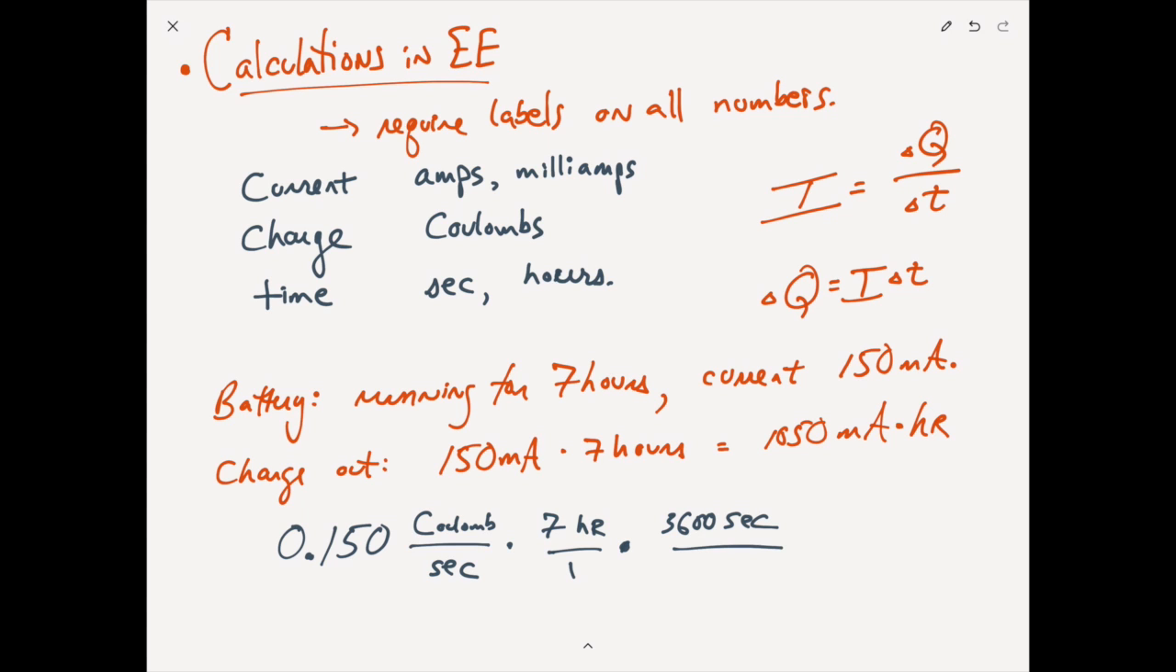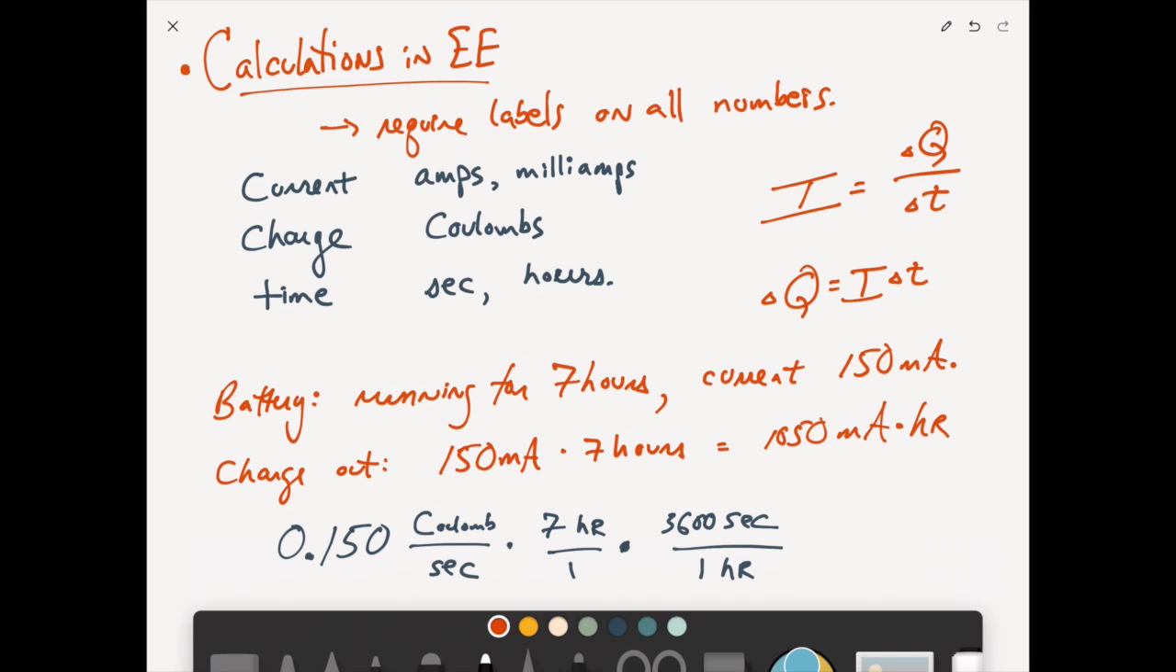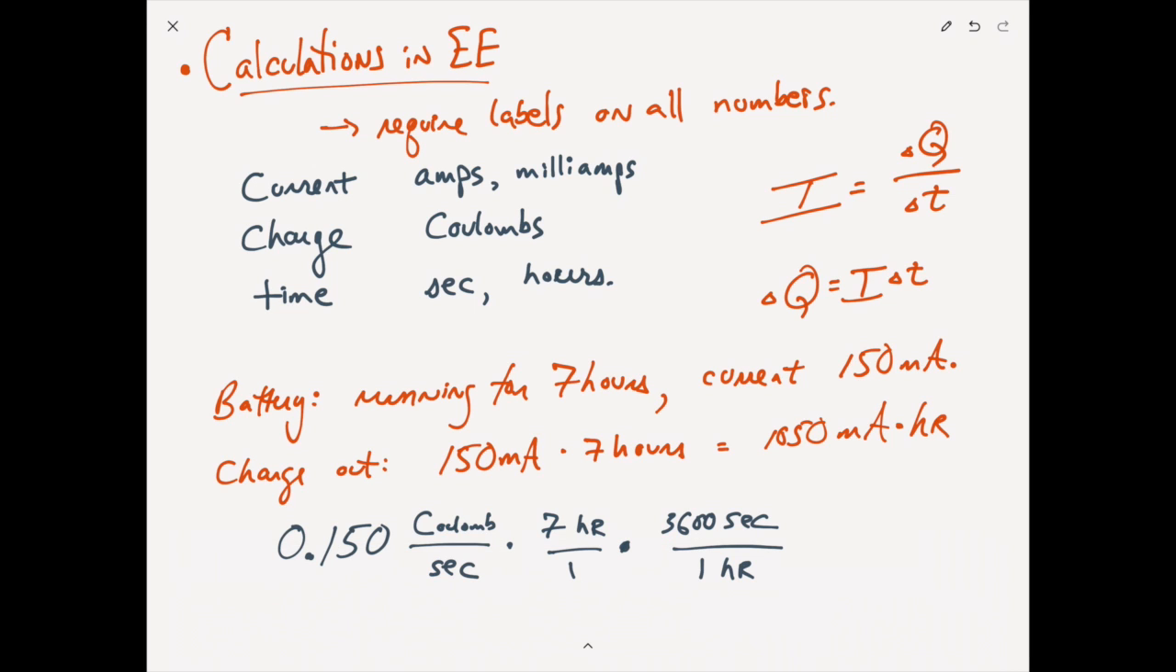So this is the sort of train track method that you learned in physics. You're going to see here that the seconds cancel, the hours cancel, and the remaining unit is coulombs. Okay, so this would end up being whatever the product of these three numbers is, that's the number of coulombs. Okay, so it is not true that a milliampere hour is the same thing as a coulomb.